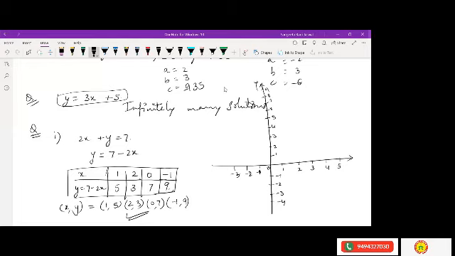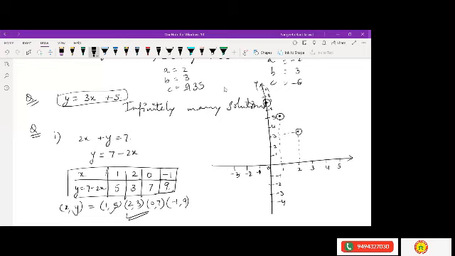Now let's plot the first point, that is 1, 5. So I have 1 here and my 5 is here. So this point is 1, 5. Then I have my next point, that is 2, 3. So 2 is here and 3 is here. This is another point. Now I have 0, 7. So x coordinate is 0, which means this point is lying on the y-axis itself at point number 7.